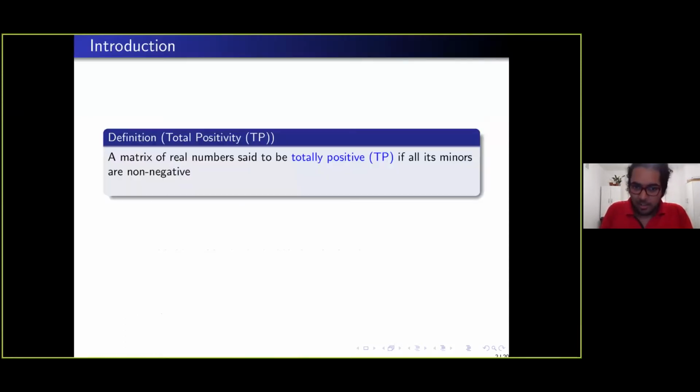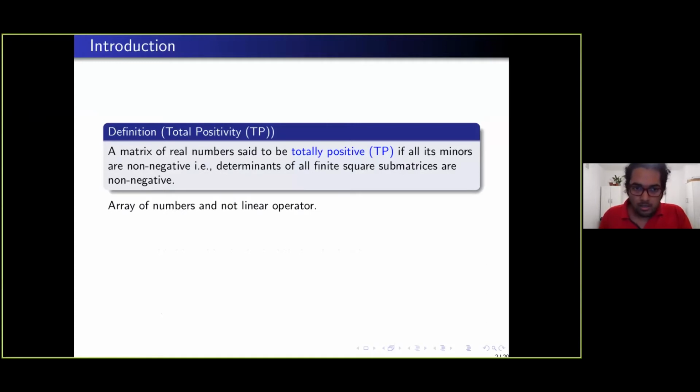A matrix of real numbers is said to be totally positive if all its minors are non-negative. Or in other words, the determinants of all finite square submatrices are non-negative. Here we think of a matrix as an array of numbers and not as a linear operator, because this definition is very basis dependent. And note that in my definition, I have said nothing about the matrix being a square matrix. We only want the determinants of the square submatrices.